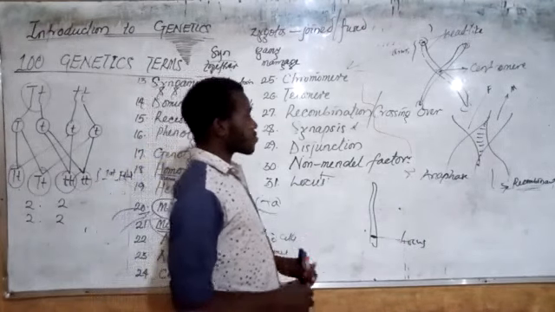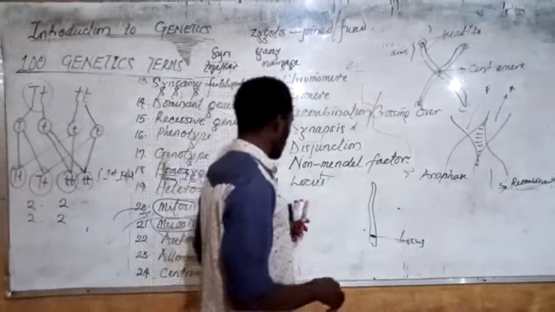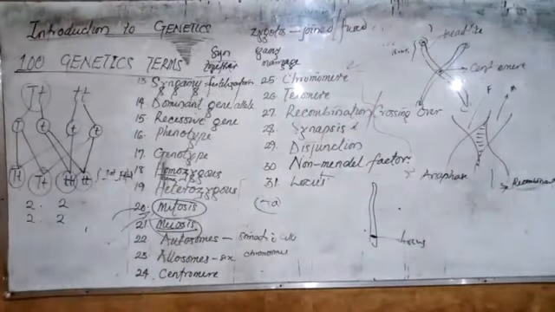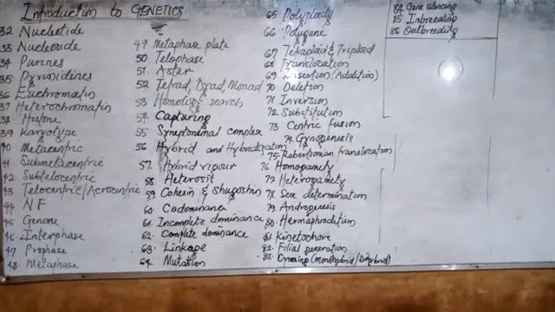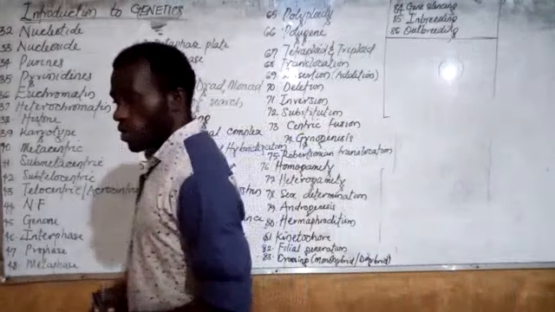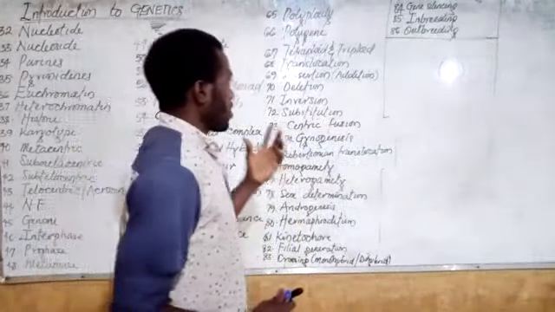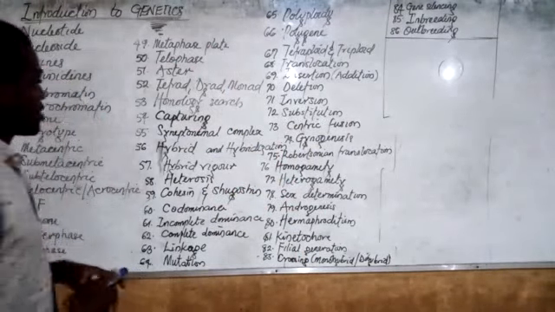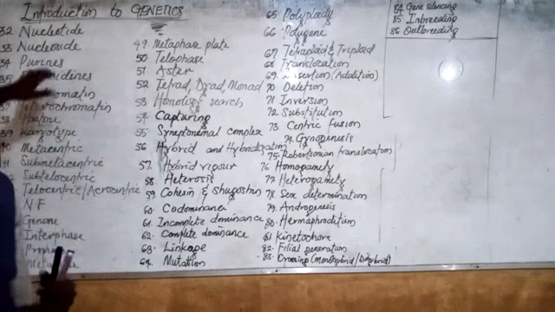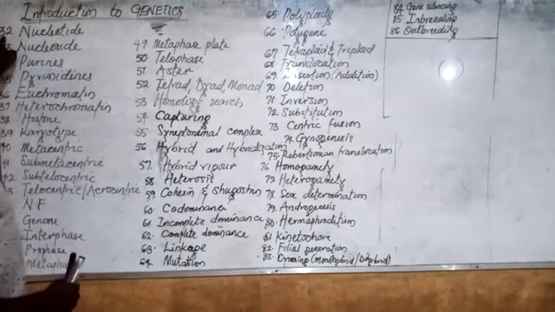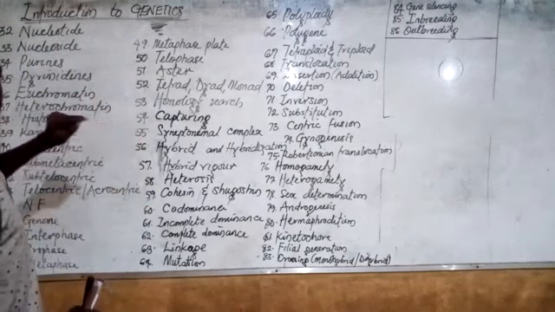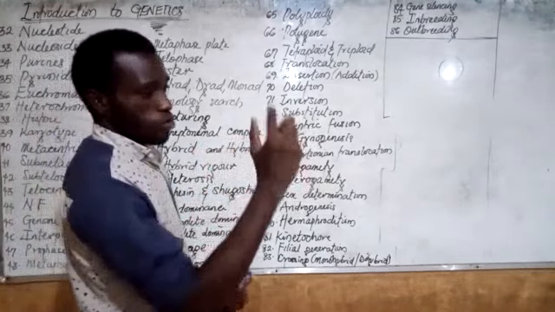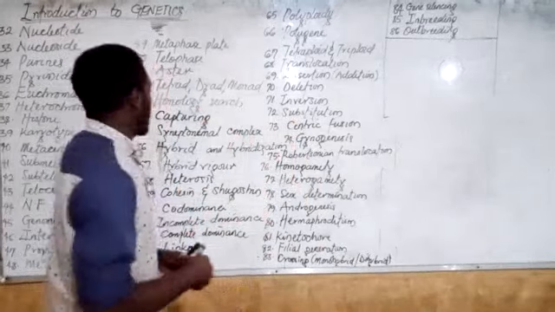So we are going to go to number 32 now. I've decided to write more terminologies so that we can exhaust the terms in time. We did locus last, which we said is a particular portion of the chromosome where we can find a gene.